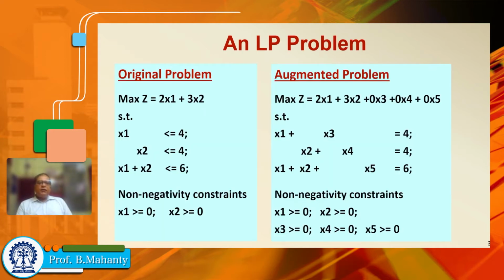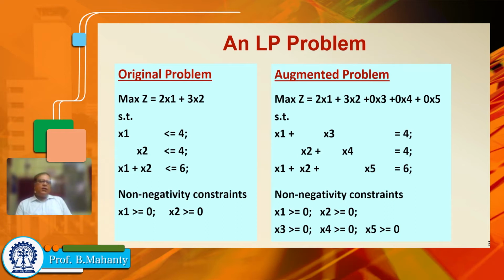So this is a problem. Let us take a very simple problem. Let us say the original problem is maximize z equal to 2x1 plus 3x2 subject to x1 less than or equal to 4, x2 less than or equal to 4, and x1 plus x2 less than or equal to 6. And apart from that, we also have the non-negativity constraints, that is x1 greater than or equal to 0 and x2 greater than or equal to 0.